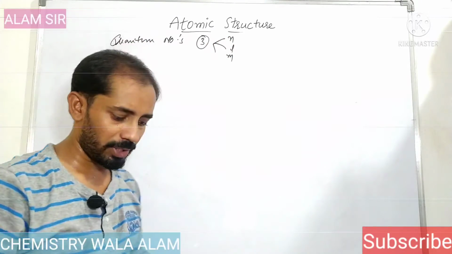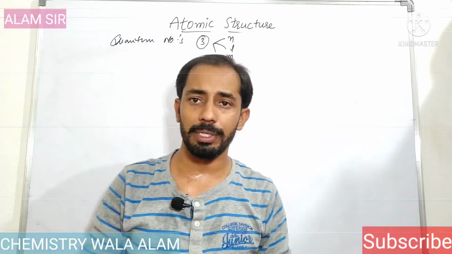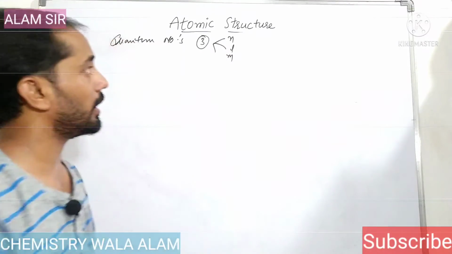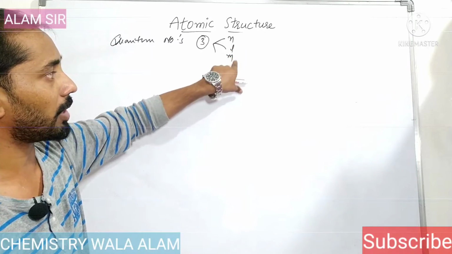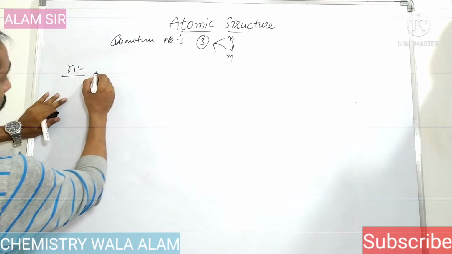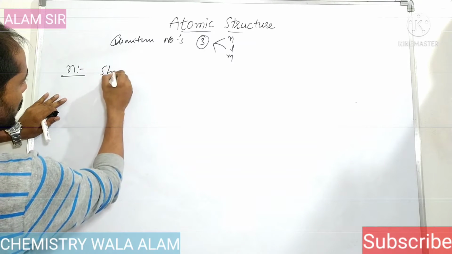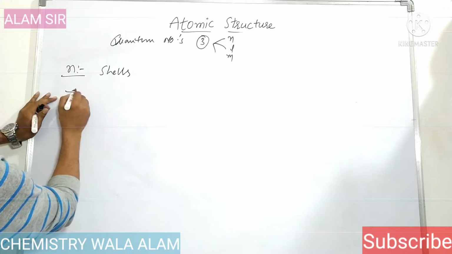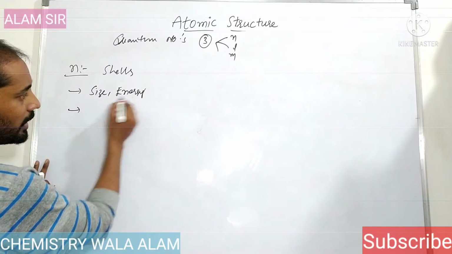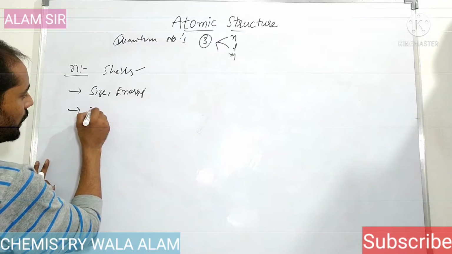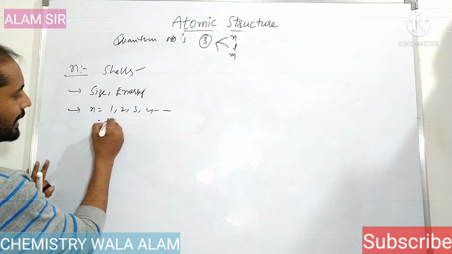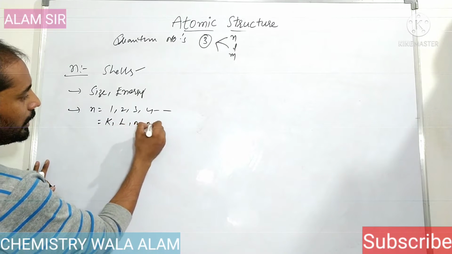These three are derived from Schrodinger's wave equation. They are the principal quantum number, azimuthal quantum number, and magnetic quantum number. The principal quantum number n gives information about the shells. It explains the size and energy of the main shell, and its values are n equals 1, 2, 3, 4 and so on. The number indicates the shell: K, L, M, N and so on.